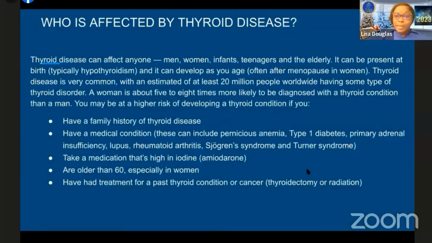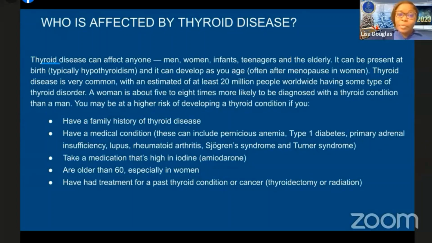So who is affected by thyroid disease? Thyroid disease can affect anyone: men, women, infants, teenagers, and the elderly. It can be present at birth, typically hypothyroidism, and it can develop as you age, often after menopause in women. Thyroid disease is very common, with an estimated at least 20 million people worldwide having some type of thyroid disorder. A woman is about 5 to 8 times more likely to be diagnosed with a thyroid condition than a man.